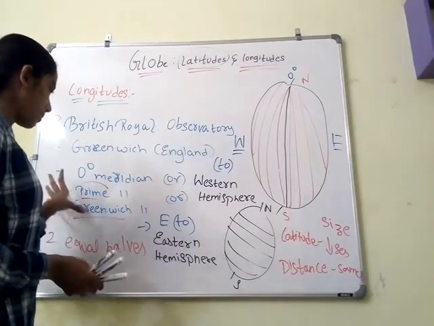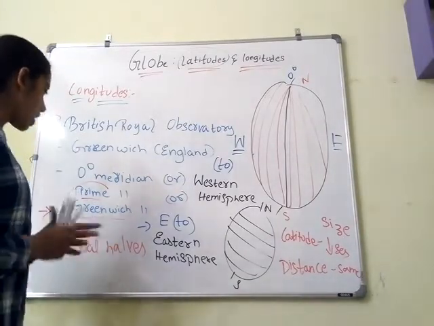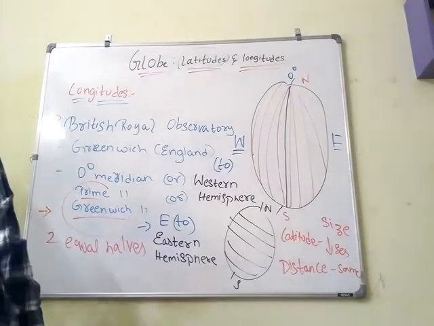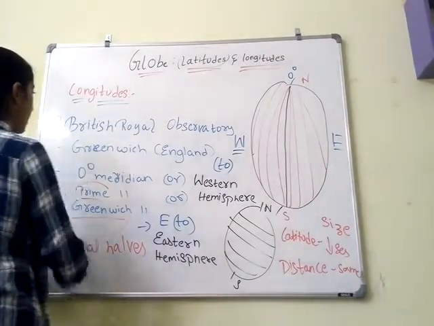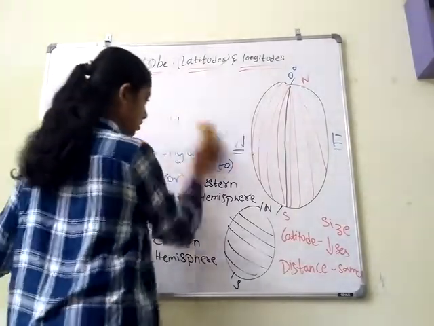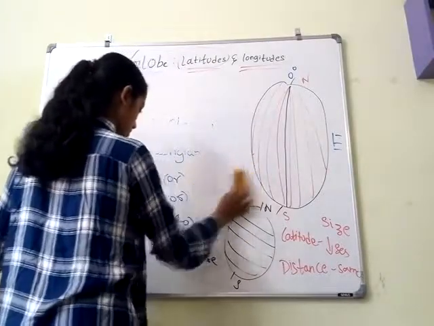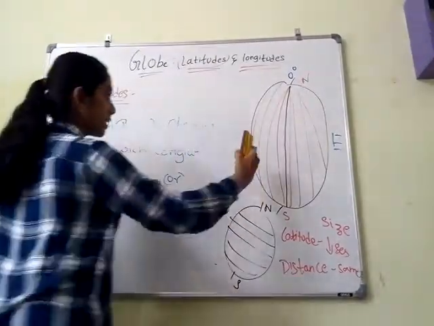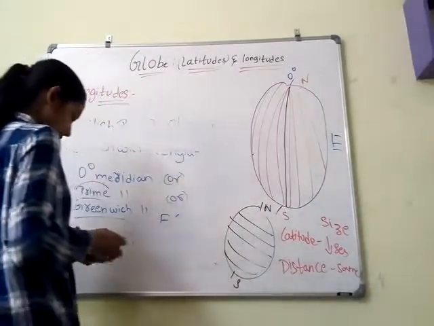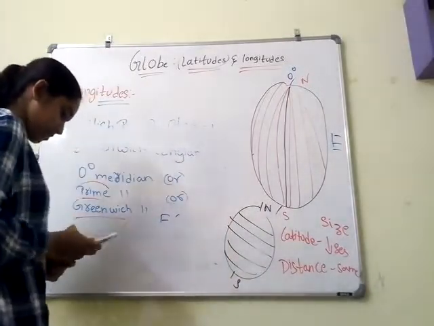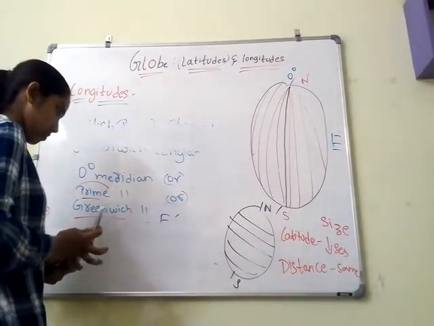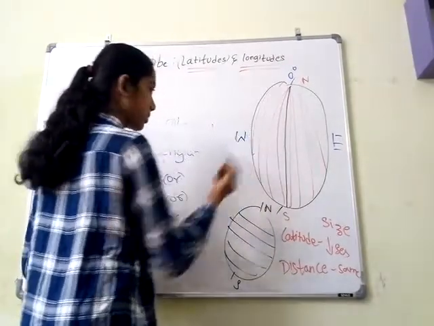So this is about the prime meridian or Greenwich. Next, you have to remember that that part is called the eastern hemisphere and this is the western hemisphere.